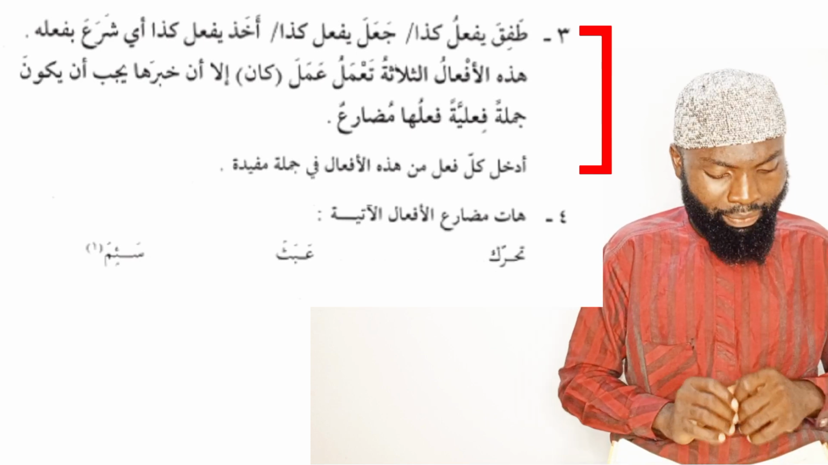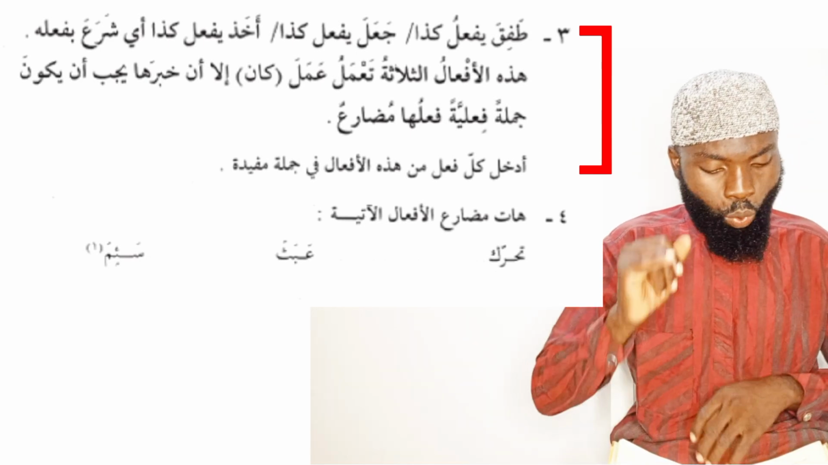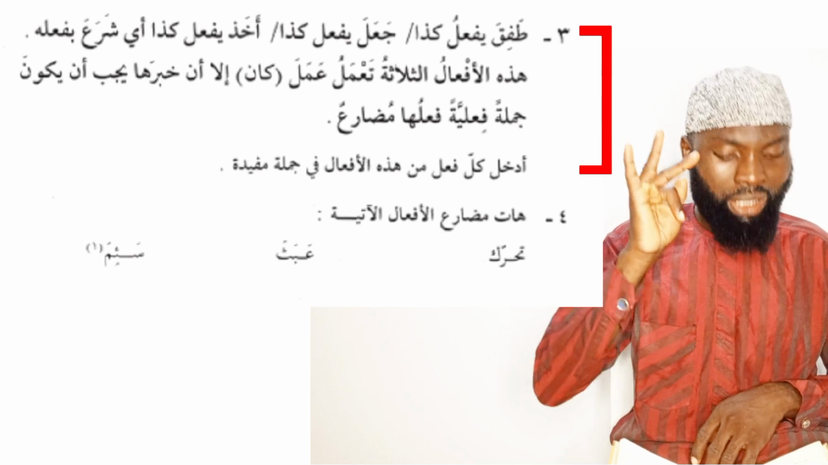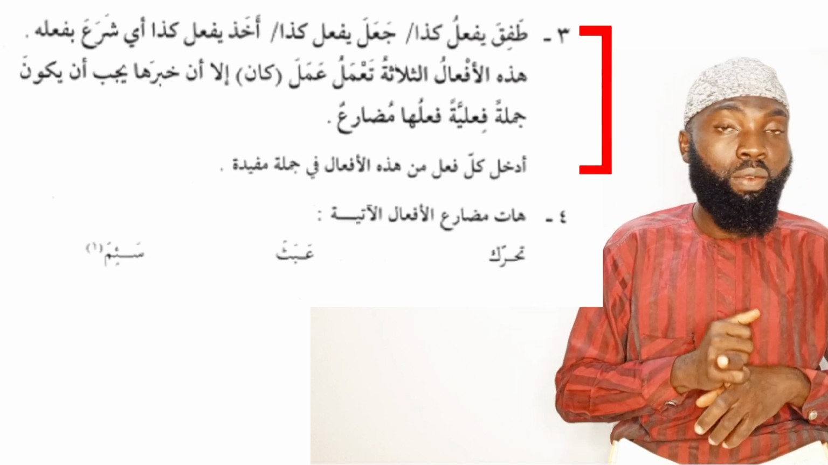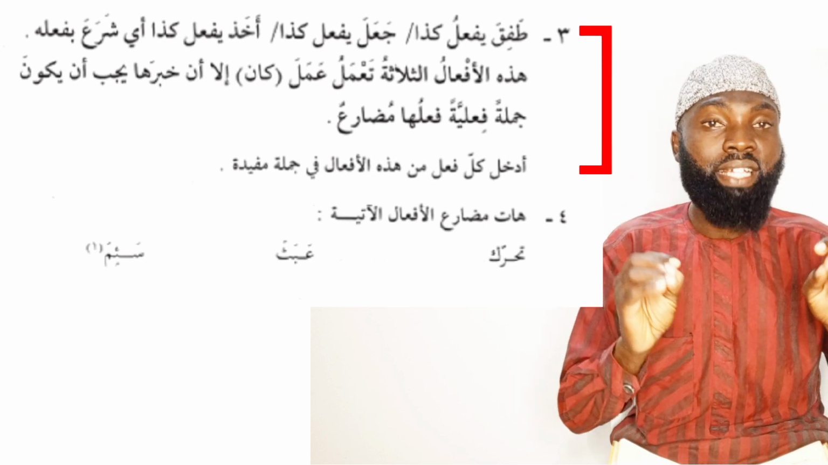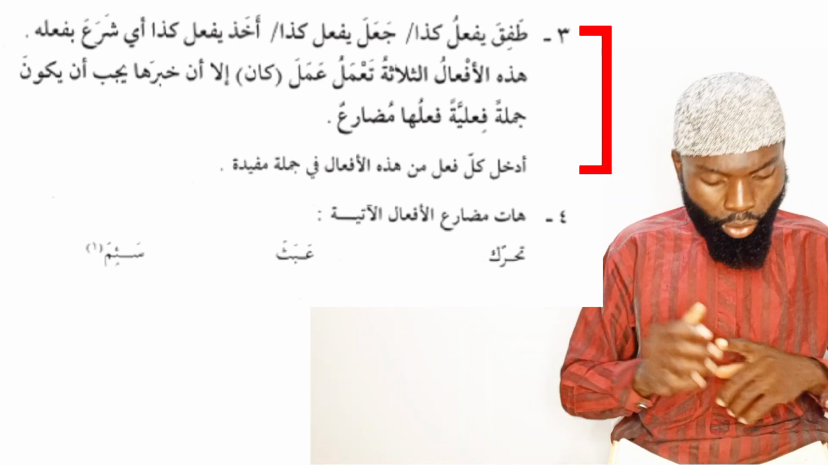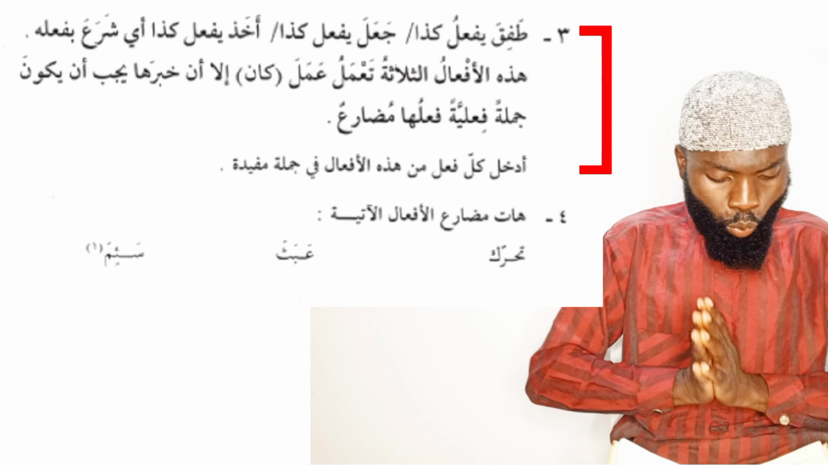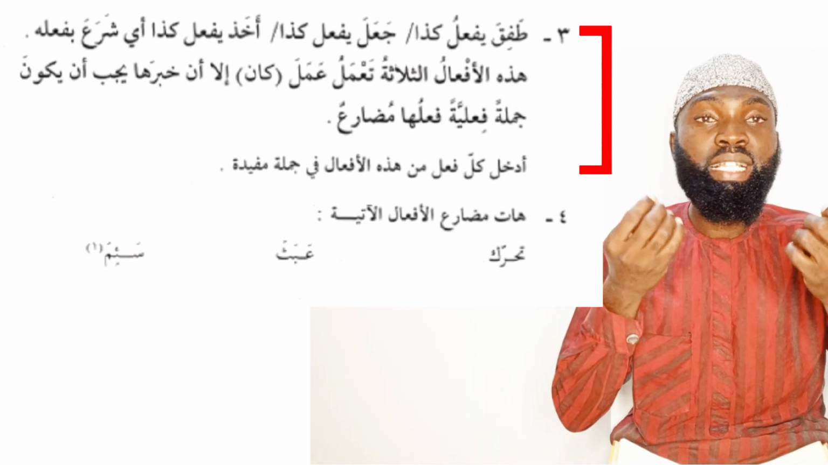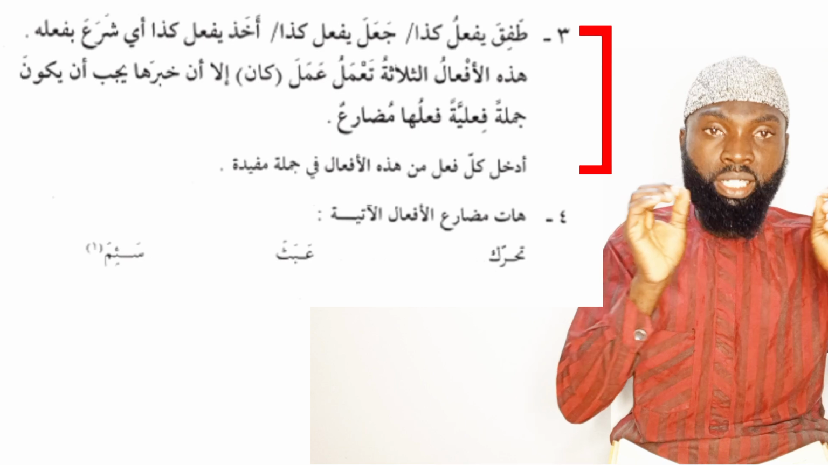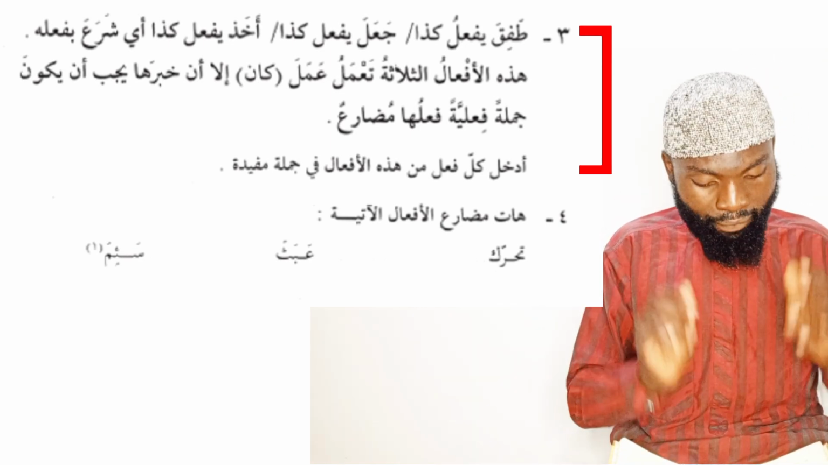هذه الأفعال الثلاثة تعمل عمل كان. These three words we can see, tafiqa, ja'ala, and akhadha. It is said that the three of them have the effect of the word kana. You all know that the word kana, whenever it comes before a word, changes the noun into dhamma, while the khabar will carry fatha.